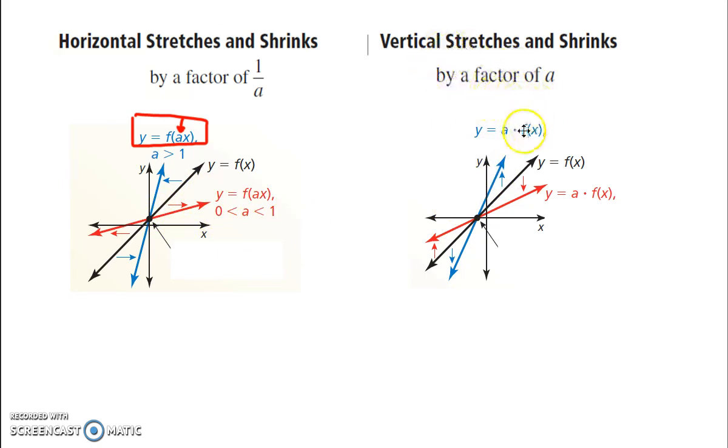A vertical stretch is if we're multiplying the entire function by that factor, and then it's getting stretched by the factor of a. So if it's outside the parentheses, that's just the factor. A factor greater than 1 stretches it vertically, and a factor less than 1 shrinks it. That means it squeezes it towards the x-axis.